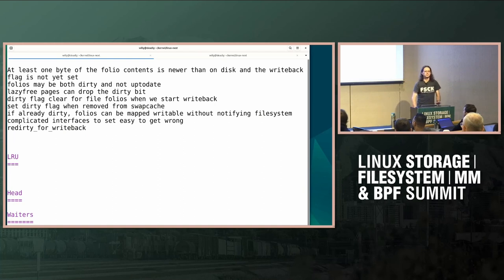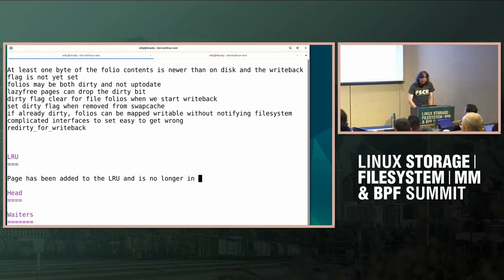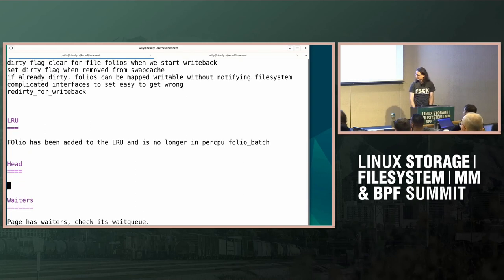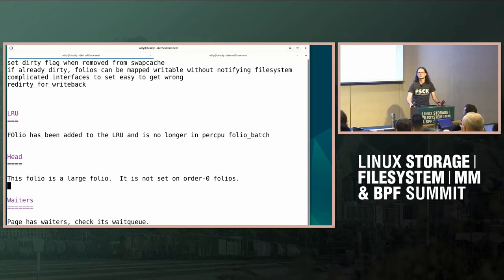let's talk about LRU. What does the LRU bit do? It means the page is on the LRU list, but not in the folio vec or what's it called these days? Yeah, folio batch, and is no longer in per CPU folio batch. Does it mean it's unreferenced? I know this one. Folio is a large folio. It is not set on order zero folios. Because that confuses people. Yeah. It's also not set on tail pages, but it's a folio file.